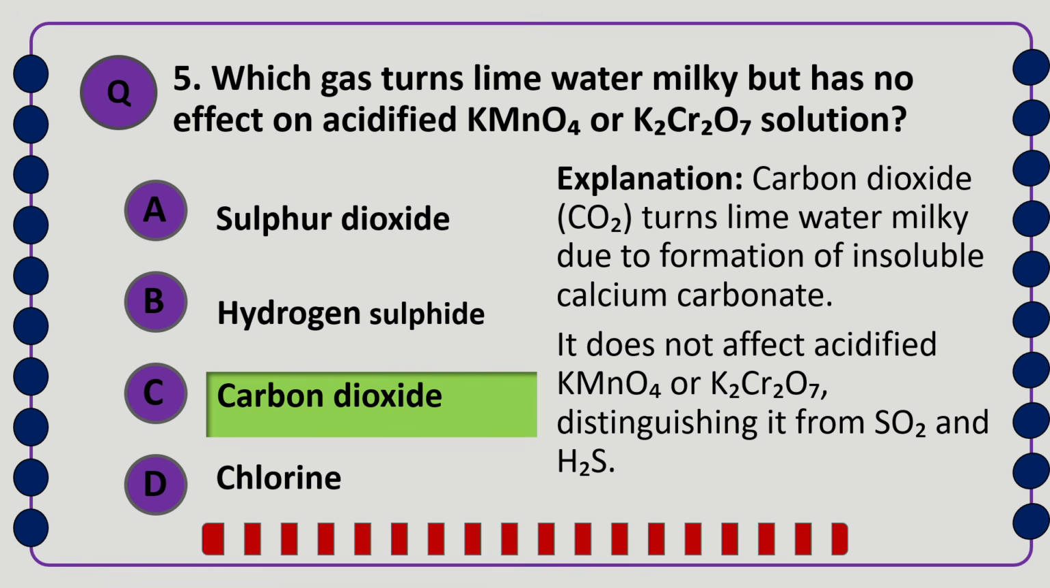But if it is passed through KMnO4 or K2Cr2O7, it is not affected. So KMnO4 and K2Cr2O7 are the two reagents which help you to distinguish carbon dioxide from sulfur dioxide and H2S, that is hydrogen sulfide. Let us move to the next question.